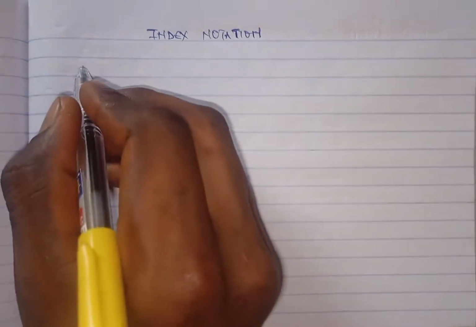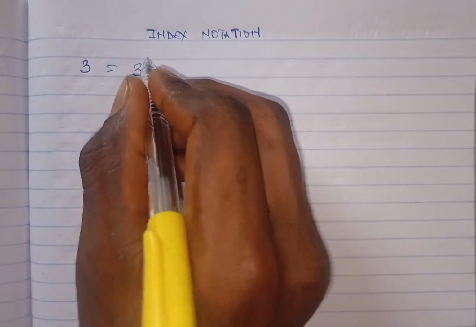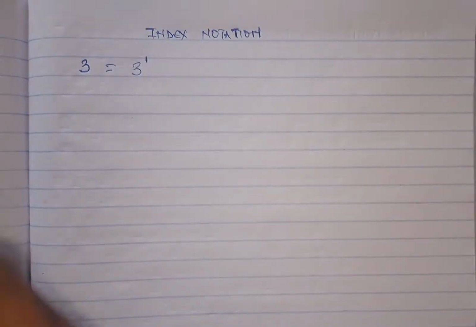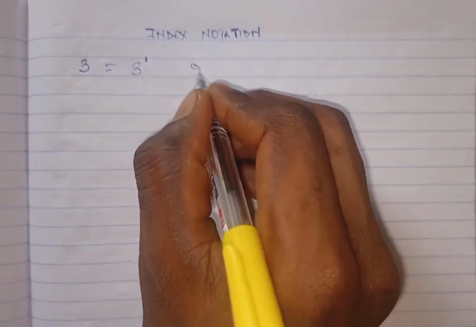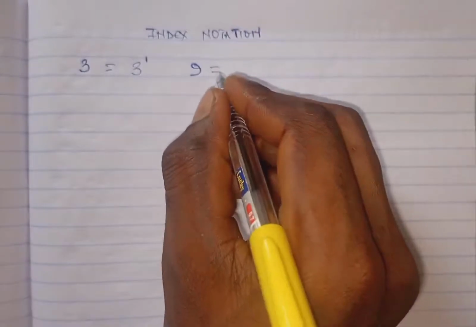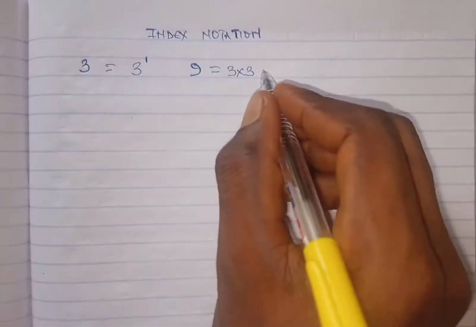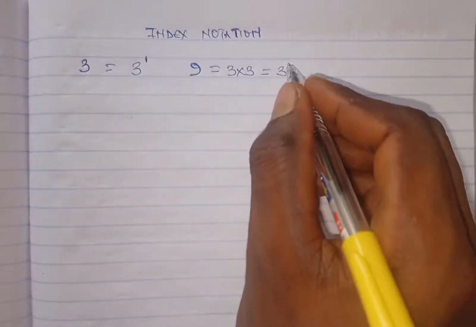For example, let's say I give you 3. Now they ask you what is the index notation of 3? Index notation of 3 is simply the same thing as 3 raised to the power of 1. For example, I write 9 and you have to express 9 in its index notation. 9 is the same as 3 multiplied by 3, which is 3 in two places, that's 3 raised to the power of 2.